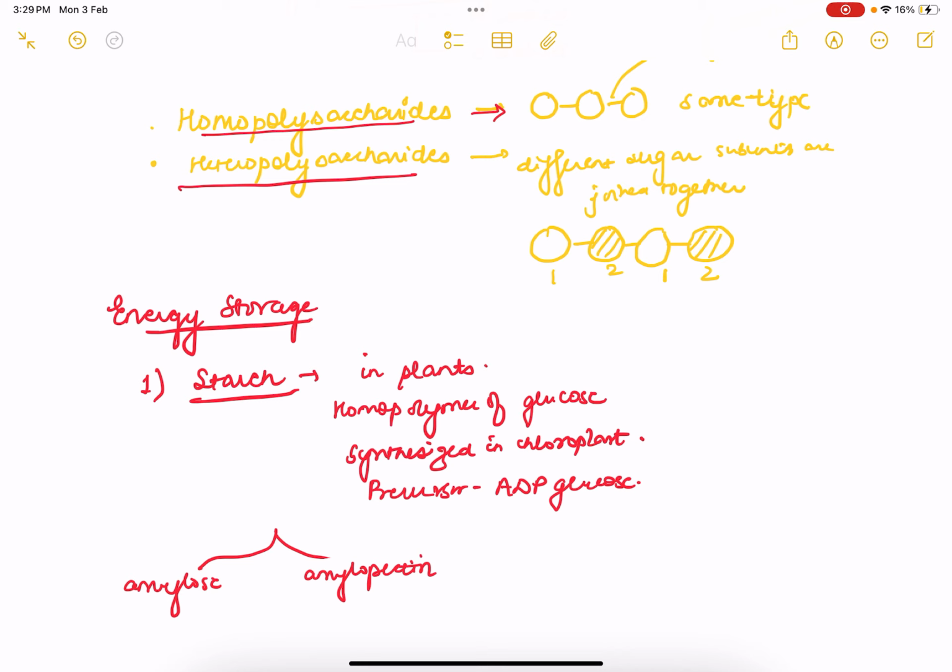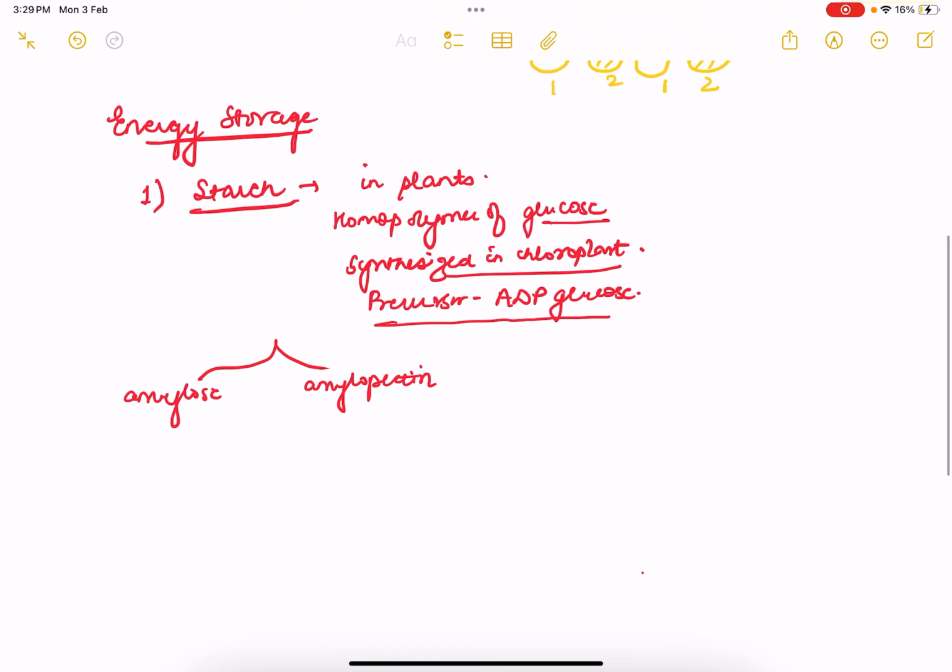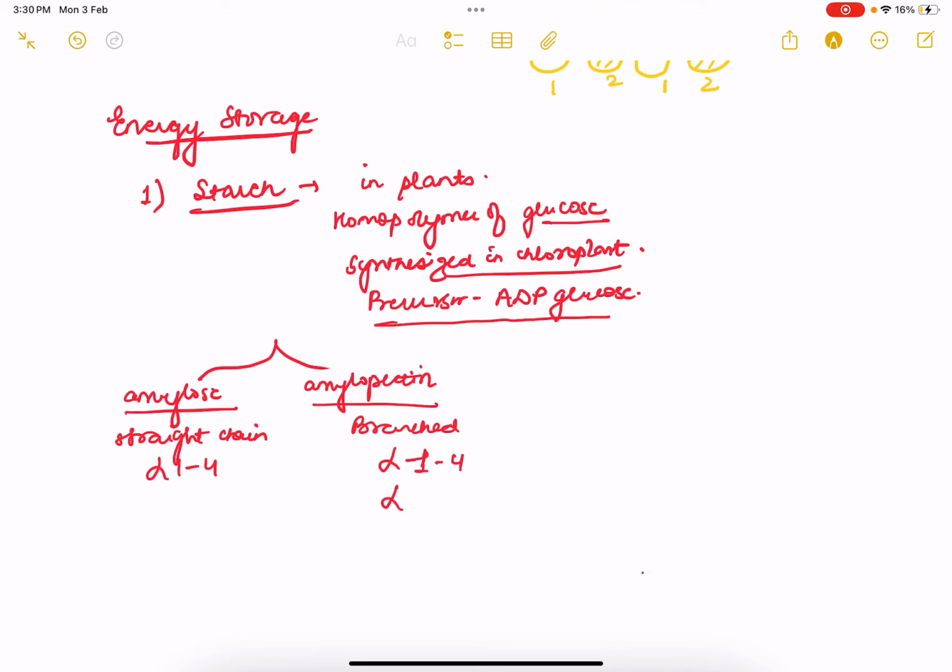Starch is a major energy storage form in plants. It is a homopolymer of glucose. It is synthesized in the chloroplast, and its precursor molecule is ADP glucose. The structure of starch is of two types, that is amylose and amylopectin. Amylose is a straight chain and the bond is alpha 1,4 glycosidic bond. Amylopectin is branched and the bond is alpha 1,4 in the straight chain and alpha 1,6 at branching points.